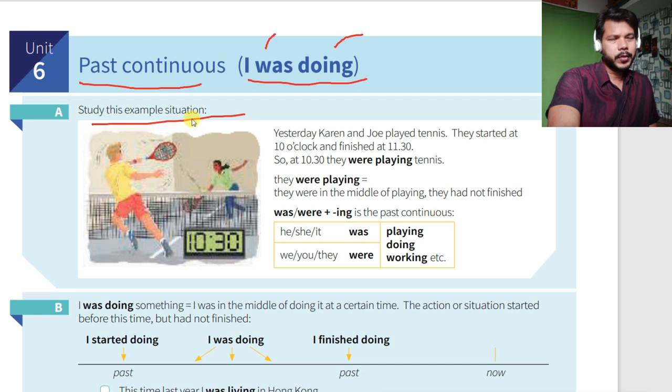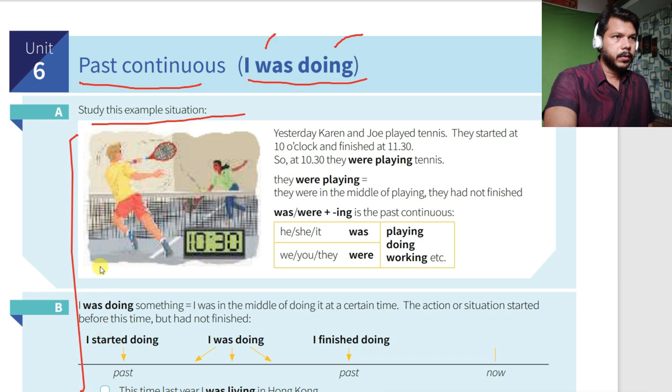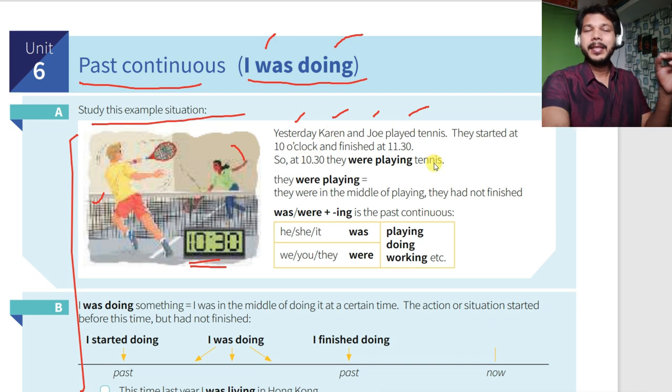If you talk about the situation, as you can see here, there is a guy and there is a girl. These two people are playing. The time is around 10:30. We can see this in this picture. So let's see the situation written. Yesterday Karen and Joe played tennis. So we are talking about two people. There is a guy named Karen, there is a girl named Joe, and they both played tennis. This is the information to us.